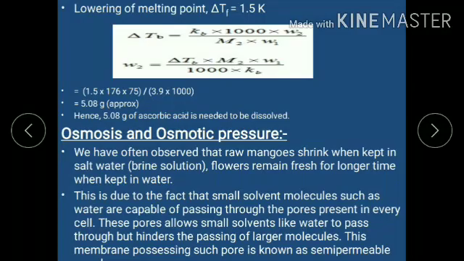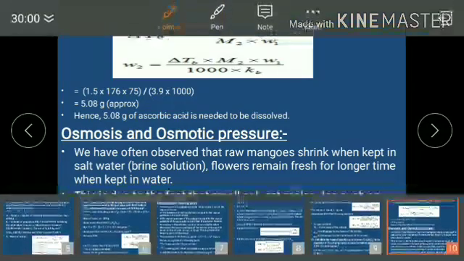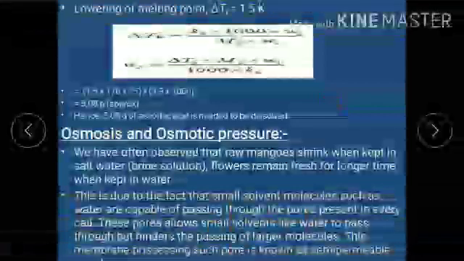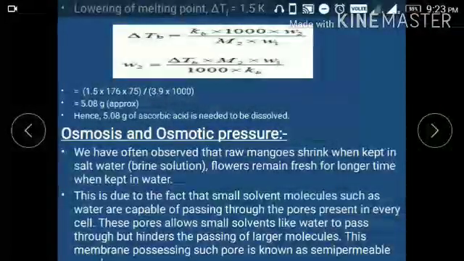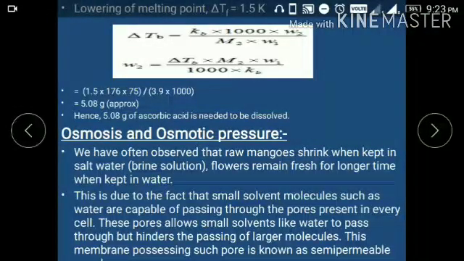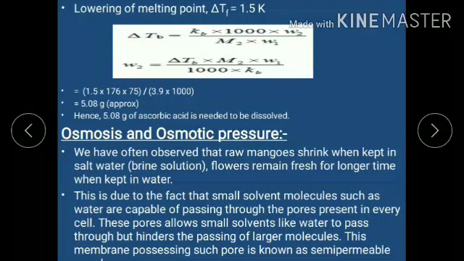Now the next colligative property is osmosis and osmotic pressure. I think you know what osmosis is. Transfer of the solvent from the high concentration to low concentration is called osmosis. And what is osmotic pressure? When particles transfer from the high concentration to low concentration, it creates a pressure on the surface of the wall, that is called osmotic pressure.